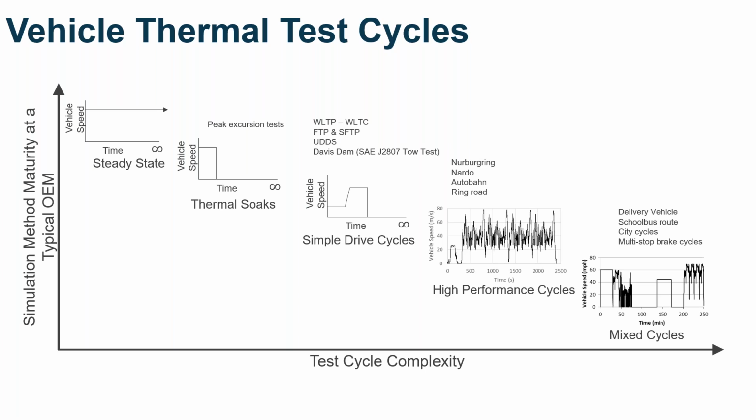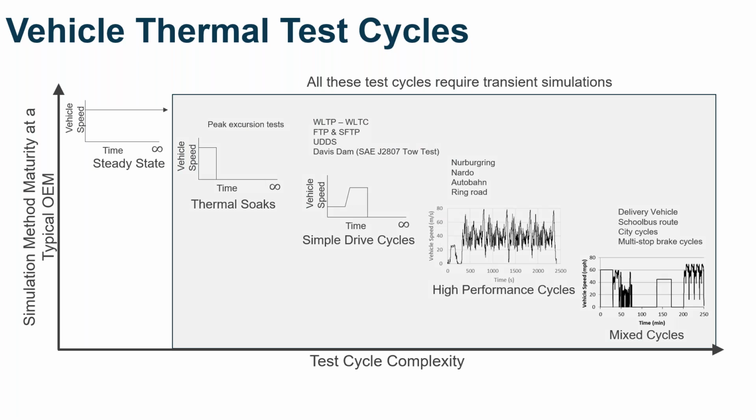And then if we're talking about high performance vehicles, things like racetrack vehicles or high-end consumer vehicles, we want to make sure that we're getting good performance out of the vehicle on things like racetracks, things like the Nürburgring or the Autobahn test cycles. And then we still have things that are much more focused and are closer to real-world use cases, things like delivery vehicles or cyclic loads, school bus routes, city cycles, where we have repeated driving and idling and driving and idling, or things like the multi-stop brake cycles.